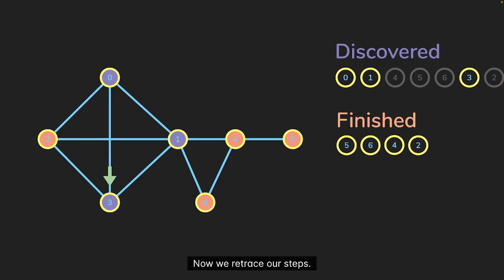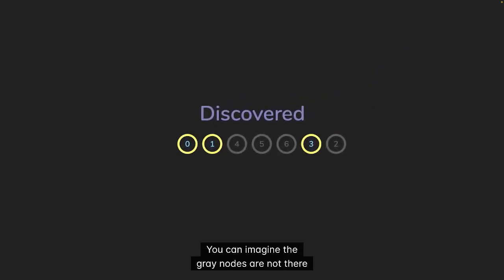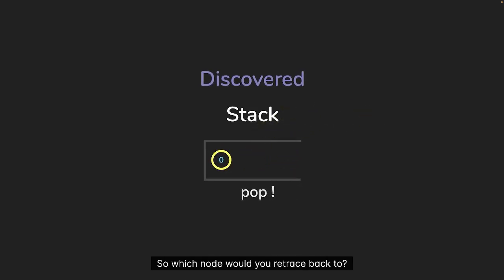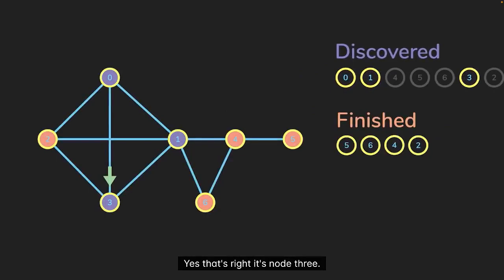Now we retrace our steps, and one way to remember which node you were on before is to think of the discovered list as a stack on the top right corner. You can imagine the gray nodes are not there, and you basically form a stack with the colored discovered nodes. So which node would you retrace back to? Yes, that's right, it's node 3.